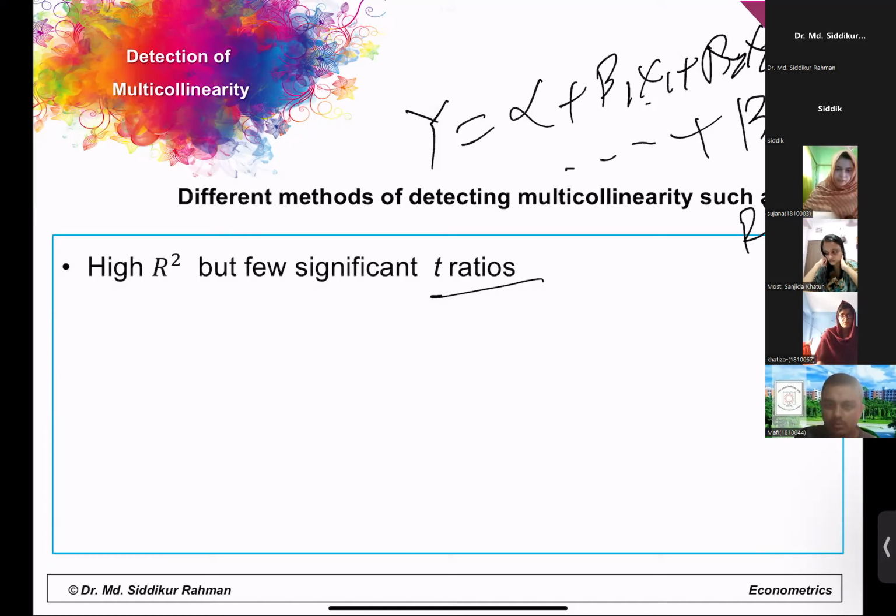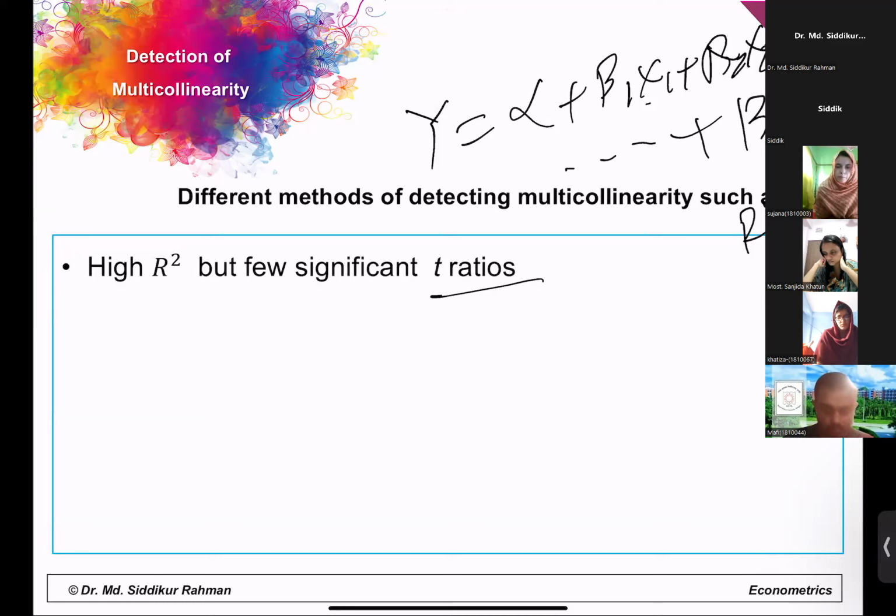That means the variation in the dependent variable can be well explained. That means 99% of the variation you can explain due to the independent variables. That means most of the independent variables are significant. If your R square is high, that is a normal thing and a good thing.